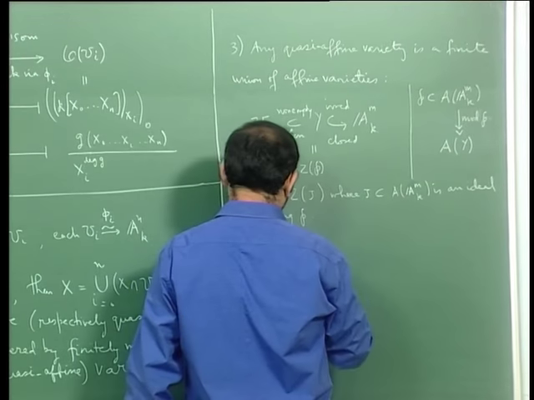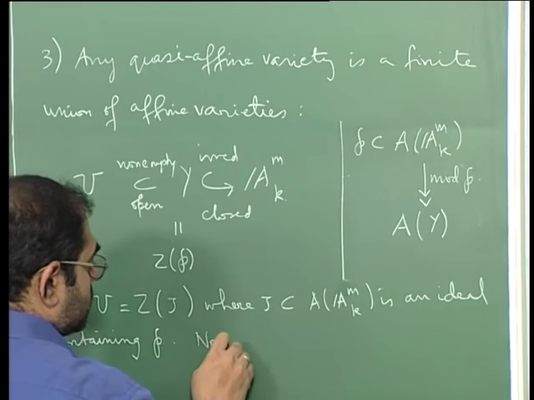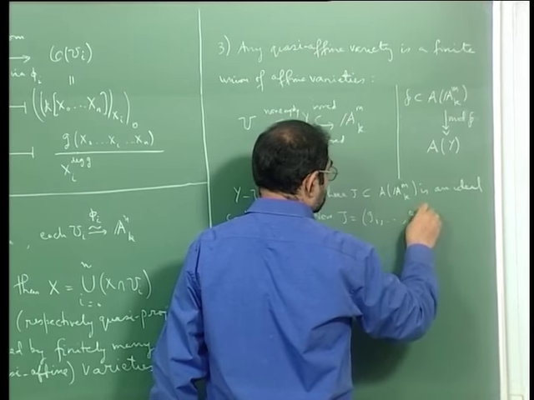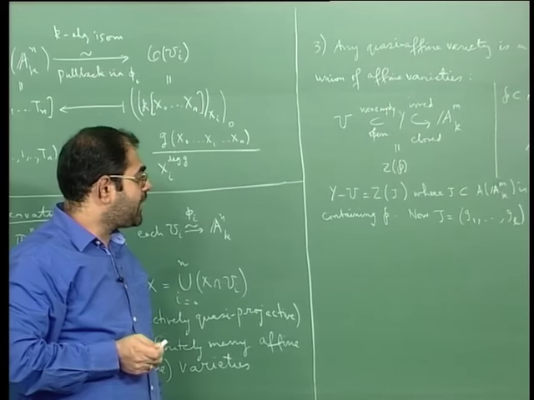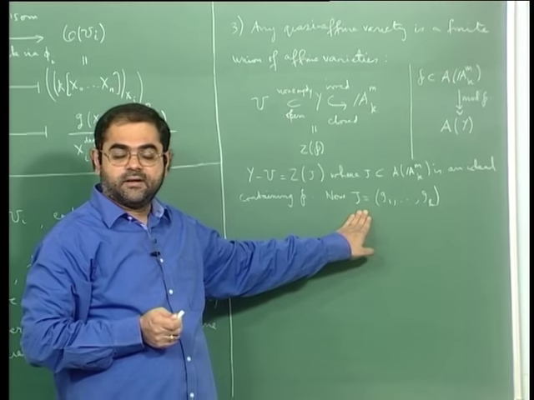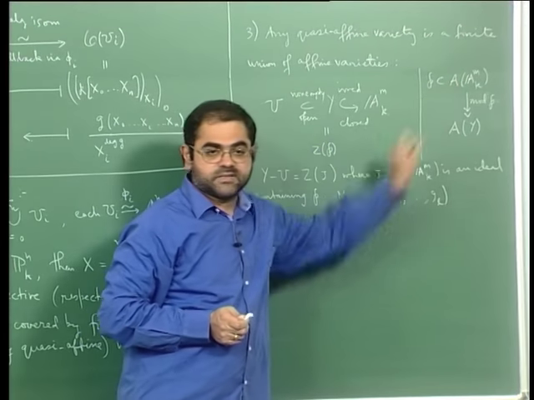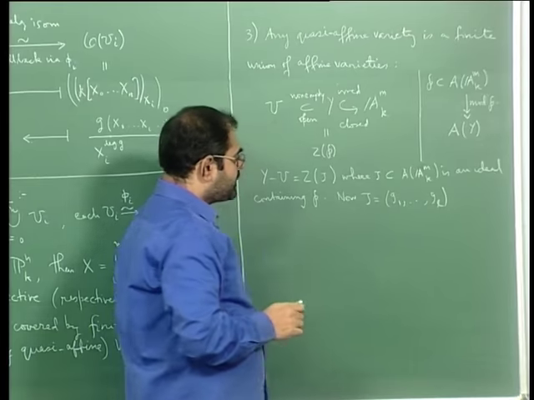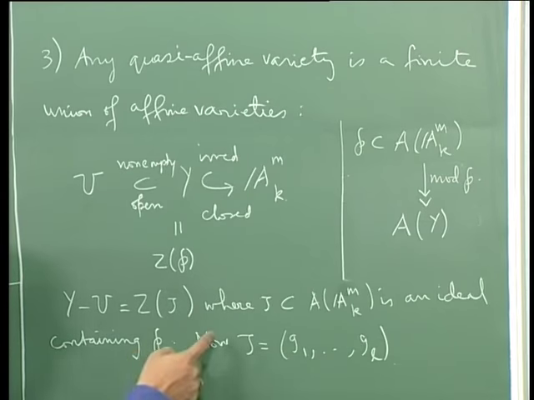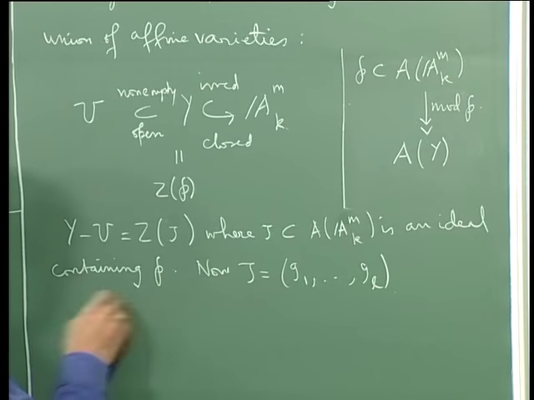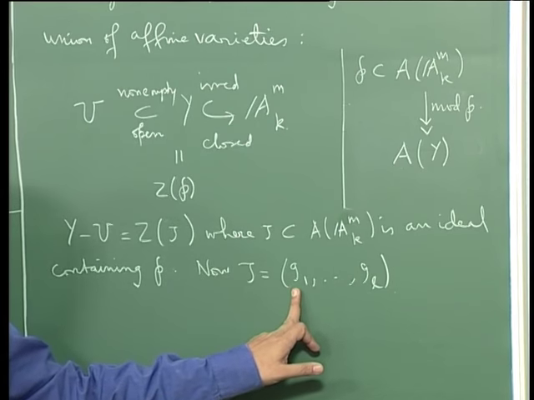And now J is generated by finitely many elements, so G1 through GL, okay. And this is of course because any ideal is finitely generated, because this is a Noetherian ring, this is a polynomial ring in m variables, that is a Noetherian ring by Hilbert basis theorem or Emmy Noether's theorem. So if you take these as generators, then of course if you take the complement of J in the full affine space, that will be a union of the basic open sets given by all these GIs, okay.